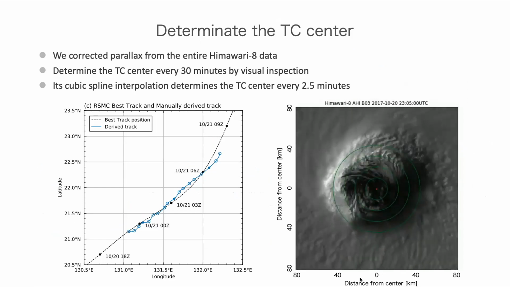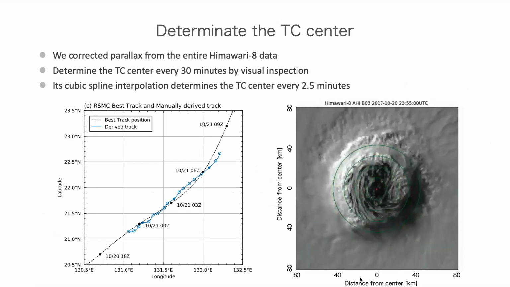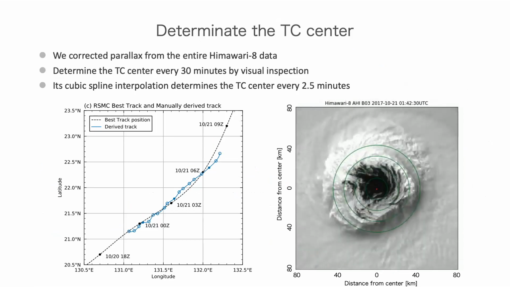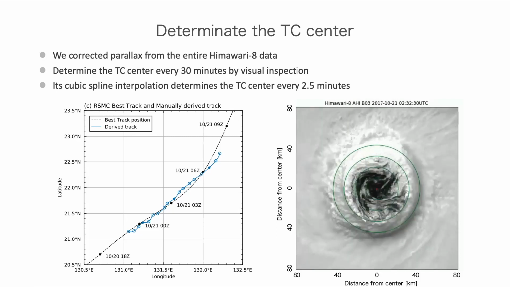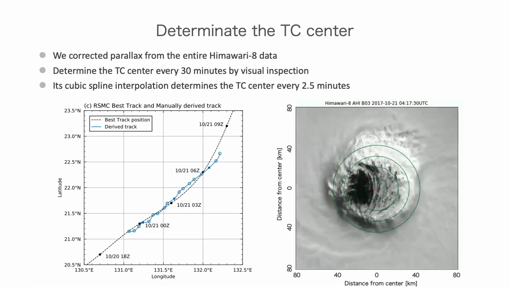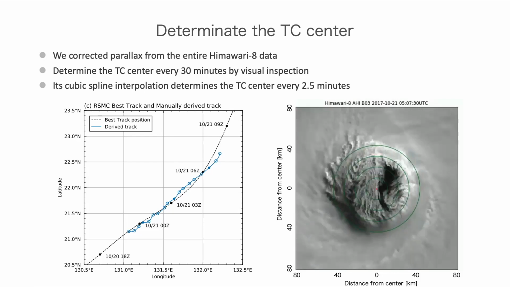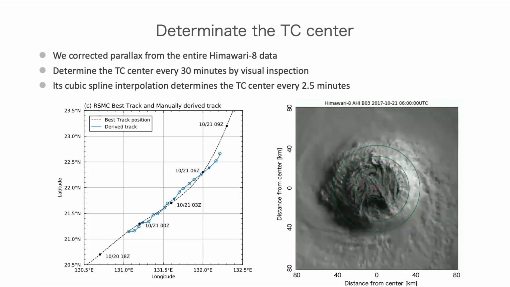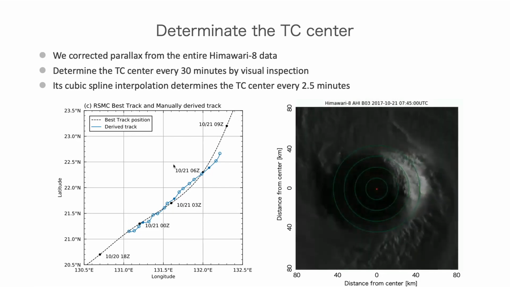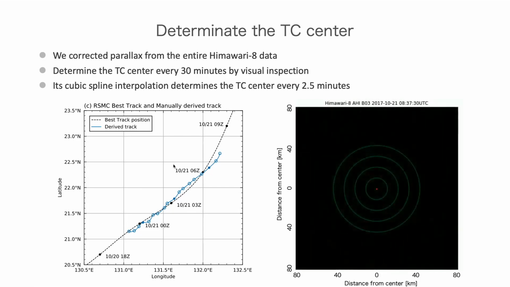I will now explain the method we developed. First, we corrected parallax for the entire Himawari-8 data and determined the TC center every 30 minutes by visual inspection. Then a cubic spline determines the TC center every 2.5 minutes. The left figure shows the best track and the derived track. We confirmed the derived track has better accuracy than the best track.